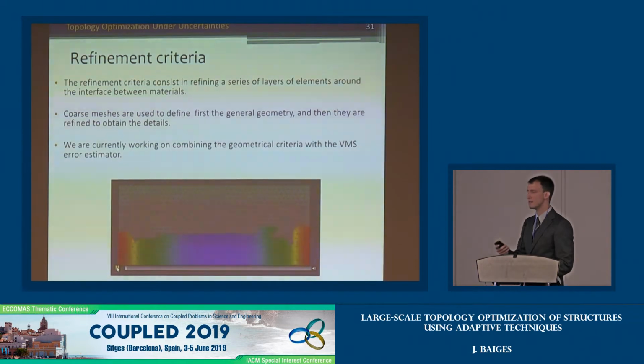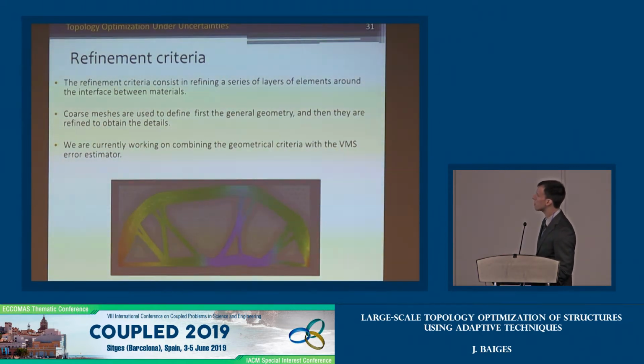Okay, so this is the simulation process. So we start with a very coarse mesh, and then as we approach the optimal solution, we will start refining our mesh in the area which is close to the interface, and this is going to allow us to capture with a lot of accuracy the geometrical properties of the topology.